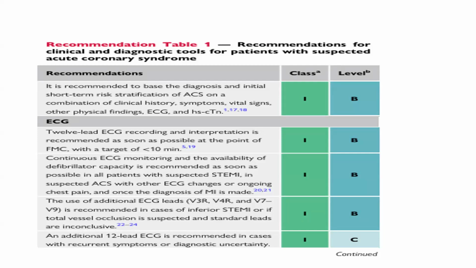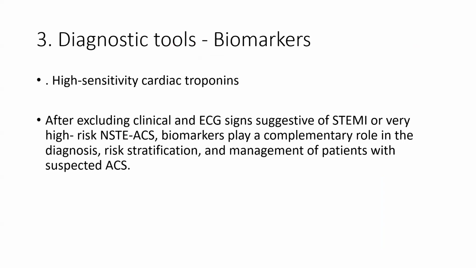and in suspected ACS with other ECG changes or ongoing chest pain, once the diagnosis of MI is made. The use of additional ECG leads, that is V3R, V4R, and V7 to V9, is recommended in case of inferior STEMI, and if a total vessel occlusion is suspected and standard leads are inconclusive. An additional 12-lead ECG is recommended in cases with recurrent symptoms and diagnostic uncertainty.